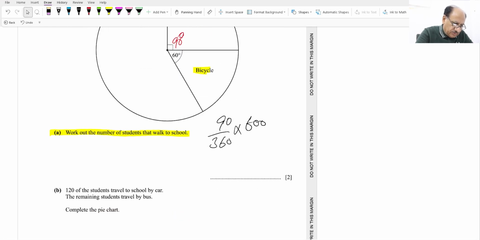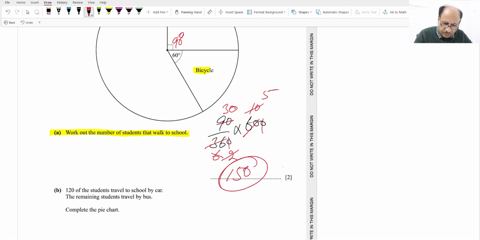How can we cancel this? So this will be 0 with 0, and then 6 we can cancel. 6 ones are 6, so it will be 10, and 6 sixes are 36. Then 3 twos are 6, and 3 threes are 9, and 0, and 2 fives are 10. So it will be 150. So we can write the answer as 150, and it will be for 2 marks.